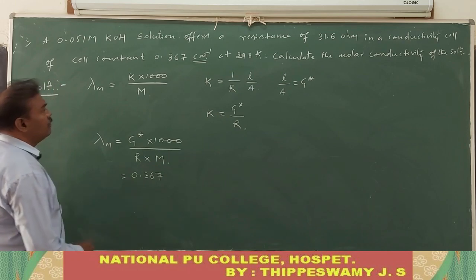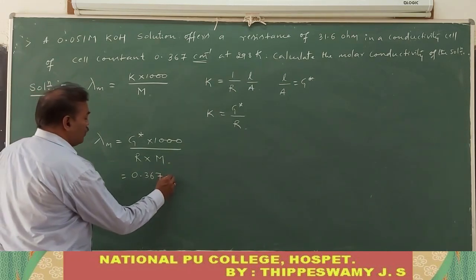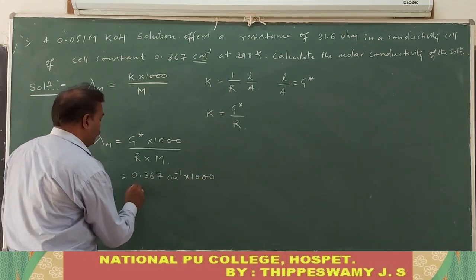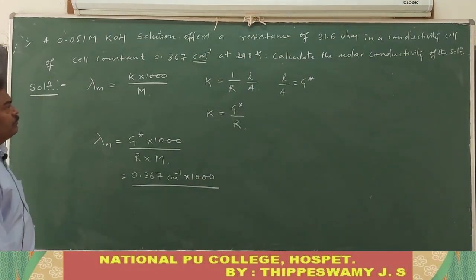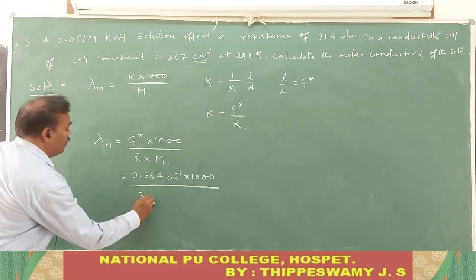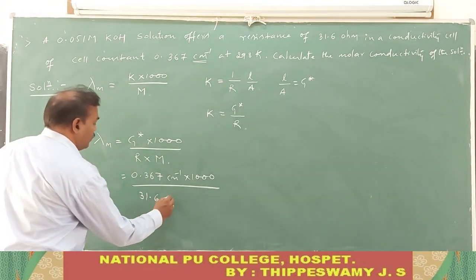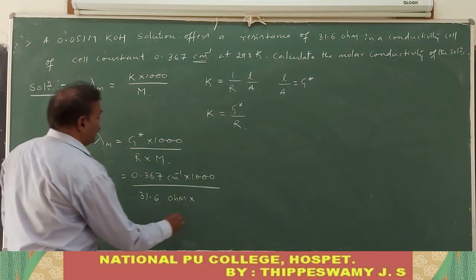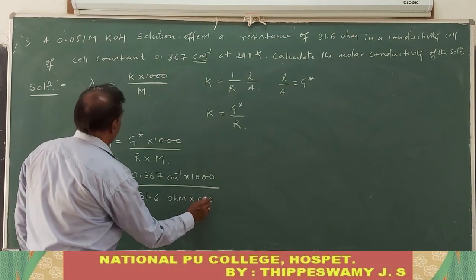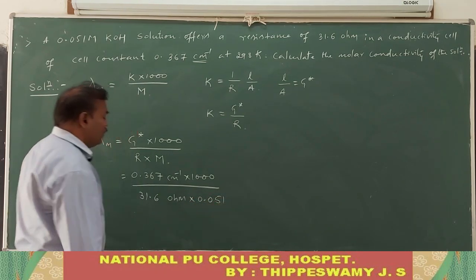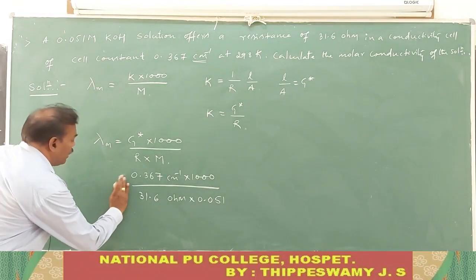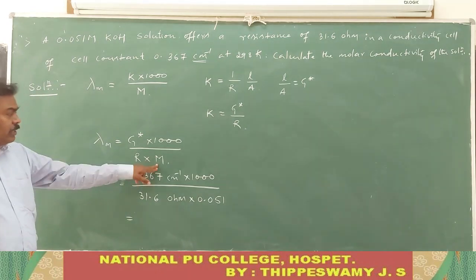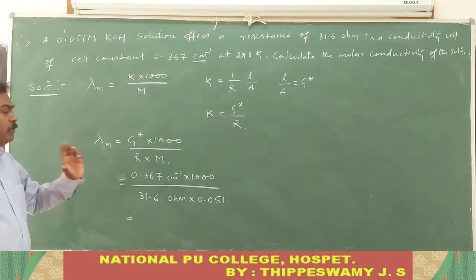0.367 per centimeter, into 1000, that is constant only, whole divided by, what is the value of R? 31.6 ohm, into what is the value of the molarity? 0.051. So by substituting all these values of G star, resistance, and the concentration of the solution, we get the answer.